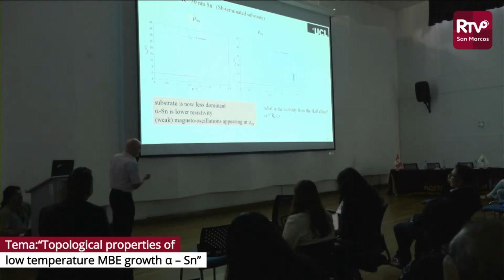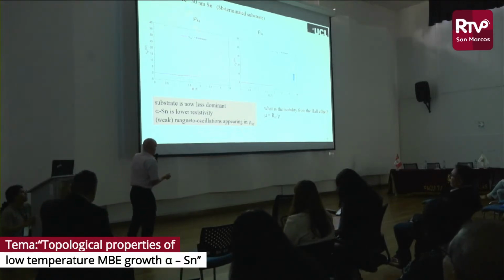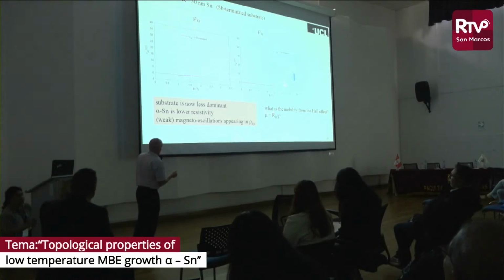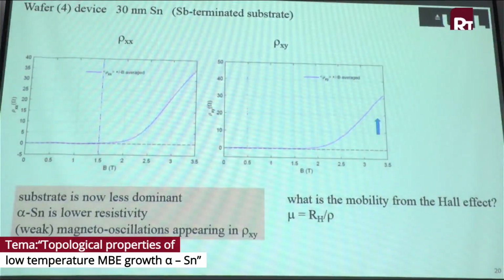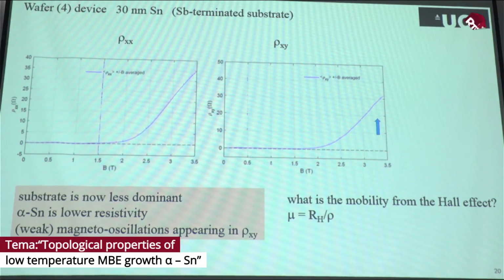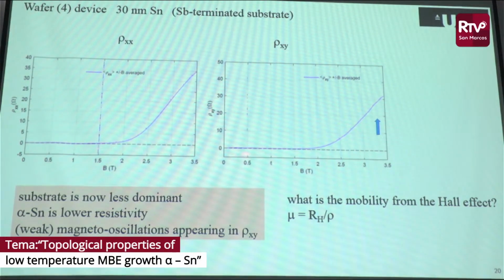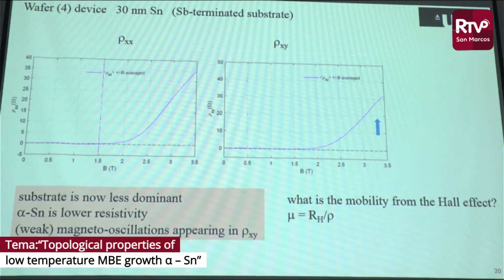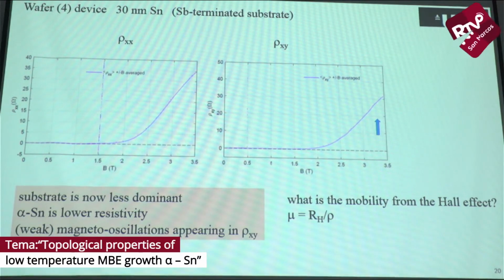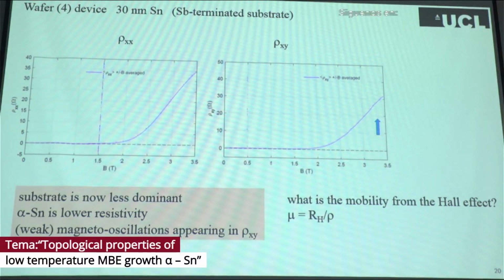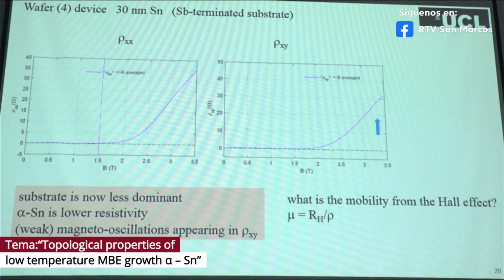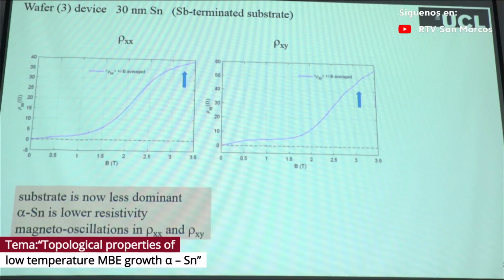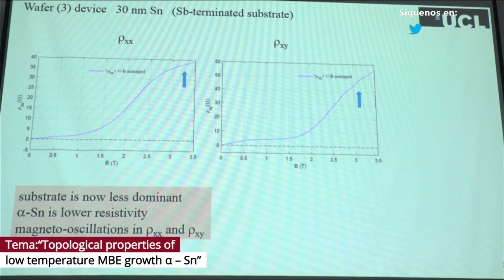We can get the mobility if we know the Hall constant and the resistivity. The problem is this resistivity is a resistivity at zero field, and the indium antimonide shunts the current, so we can't get those values. But what we can get is the mobility from where the magneto-oscillations start in field. Okay. That's the third wafer.